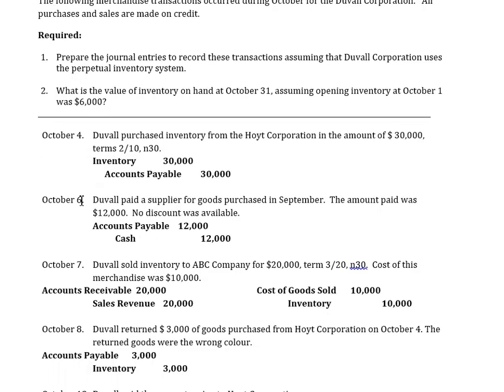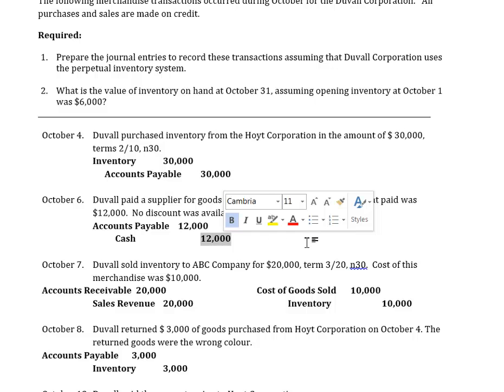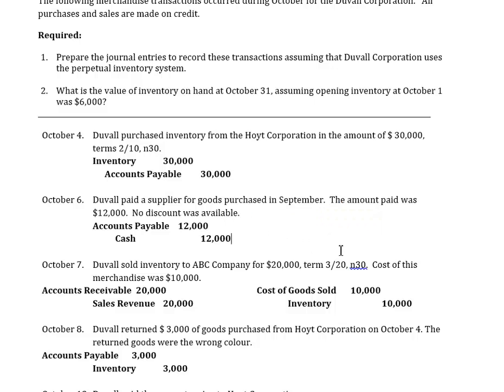Now, on October the 6th, Duval paid a supplier that they purchased goods from in September. So these goods have nothing to do with the ones on October the 4th, because they were purchased in October. All we're saying here is that Duval is paying a supplier for goods they bought in September, and they're paying them $12,000. There was no discount on this, so if they're paying off their bill, they're going to debit, or reduce, their liability accounts payable and pay it off with cash.